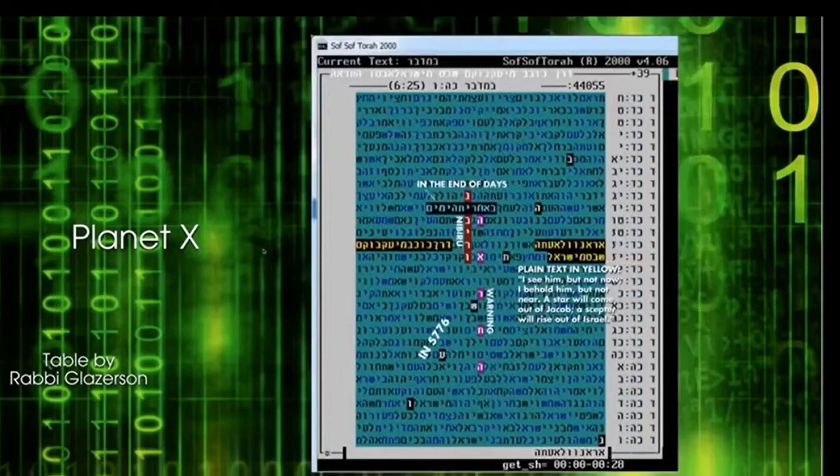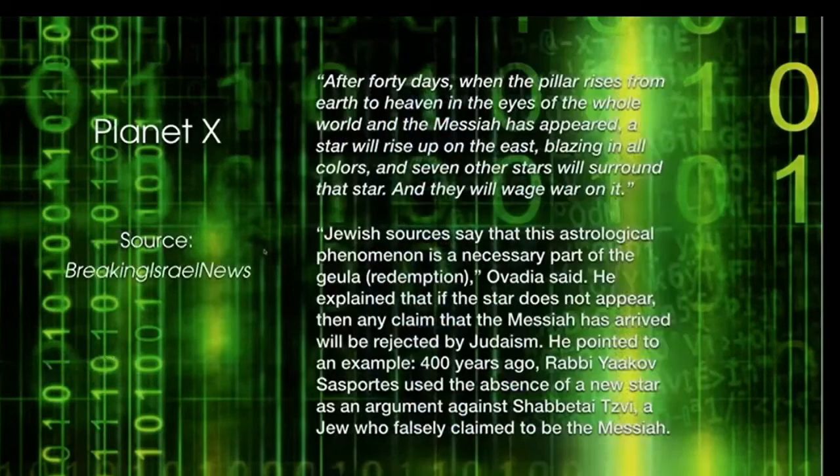Here's another one, a little bit different. But in the actual plain text, it says, I see him, but not now. I behold him, but not near. A star will come out of Jacob. A scepter will rise out of Israel. And this is out of Breaking Israel News. After 40 days, when the pillar rises from earth to heaven in the eyes of the whole world, and the Messiah has appeared, a star will rise up in the east, blazing in all colors, and 7 other stars will surround that star, and they will wage war on it.